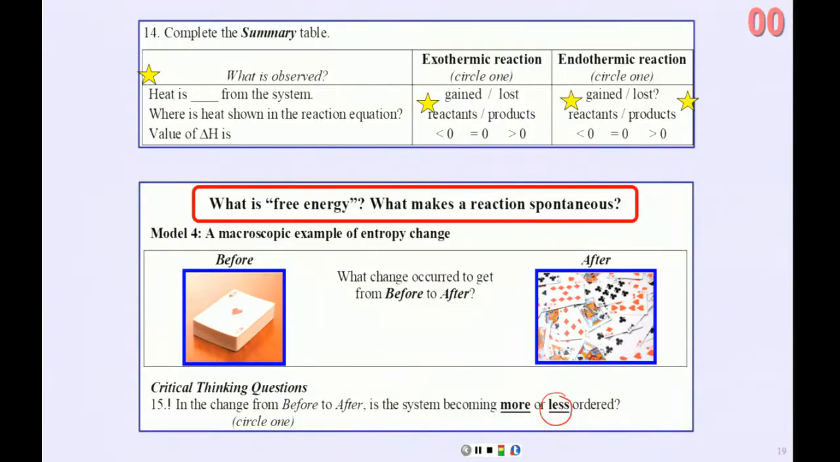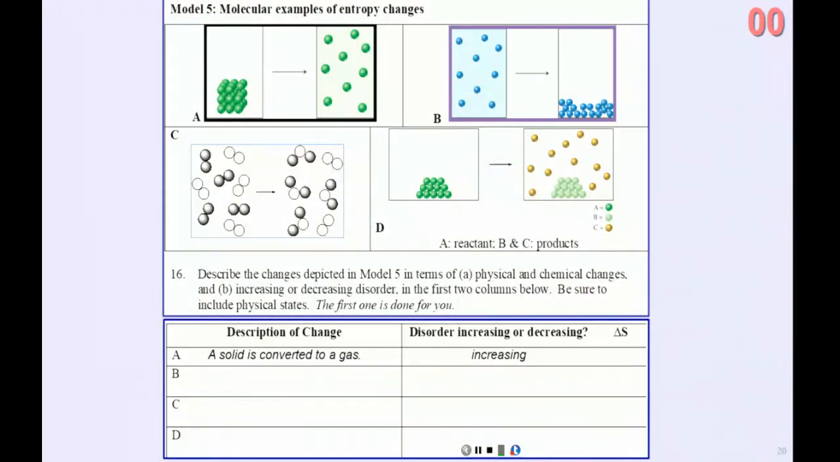And so let's look at some molecular examples of things becoming ordered or less ordered. The handout from class includes these, and they are also shown elsewhere in the textbook, where we're looking at some changes, A, B, C, D, and we're going to describe these changes as depicted in this model. This is question 15. What are we looking at in terms of physical and chemical changes? And we're trying to decide if it's increasing or decreasing disorder. The first one is done for you.